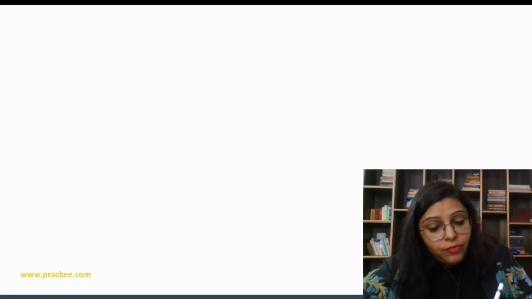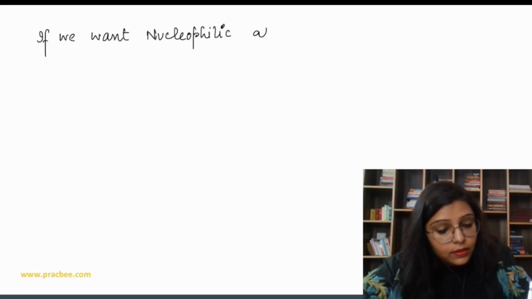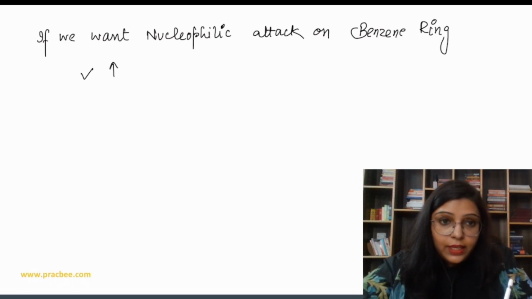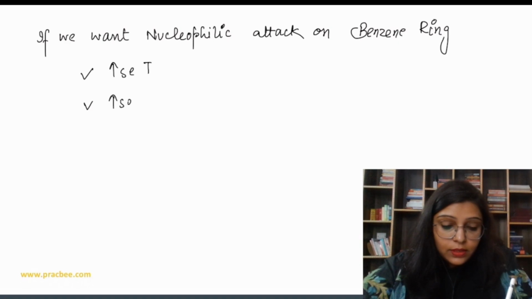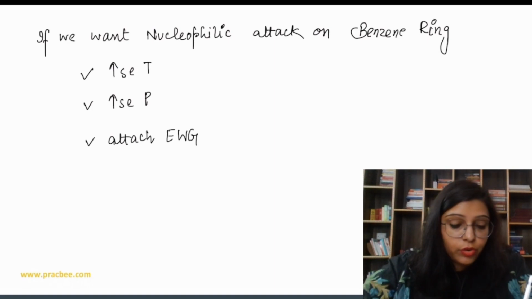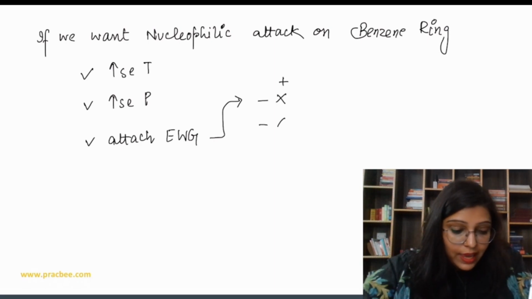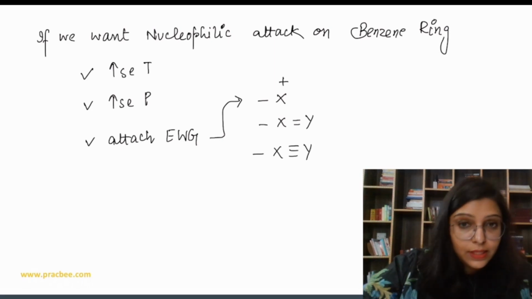So if we want nucleophilic attack on the benzene ring, then what we need to do? We have to increase temperature, increase pressure, or attach an electron withdrawing group. And how to identify an electron withdrawing group? They are going to be X positive, or X double bond Y, or X triple bond Y, which can withdraw electrons from the benzene ring.